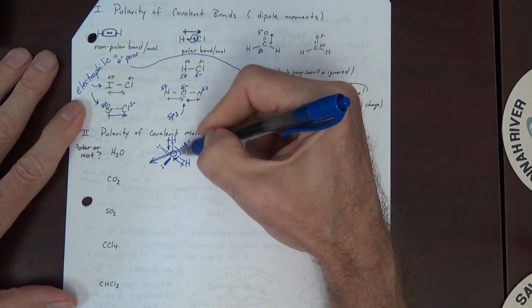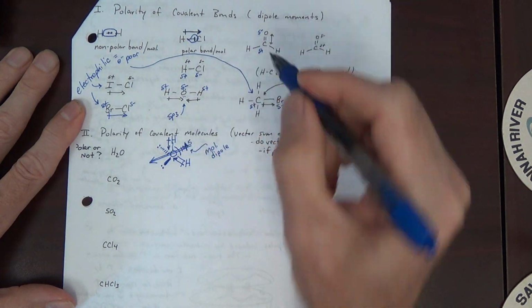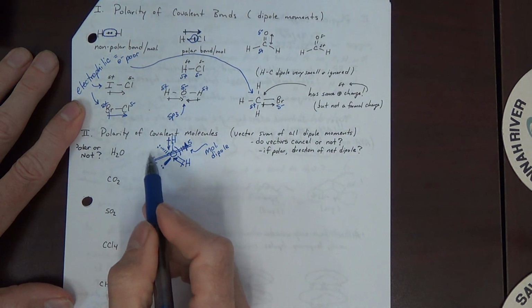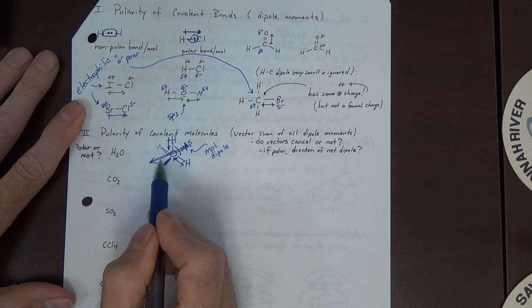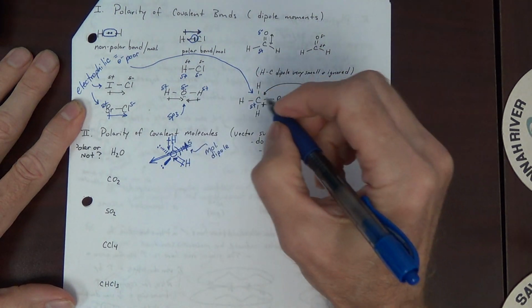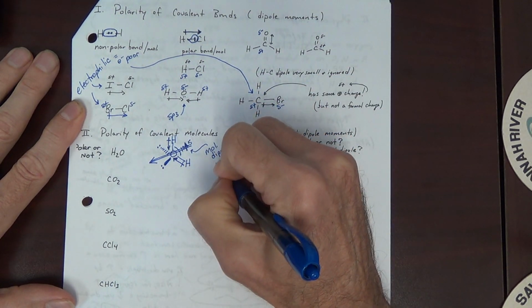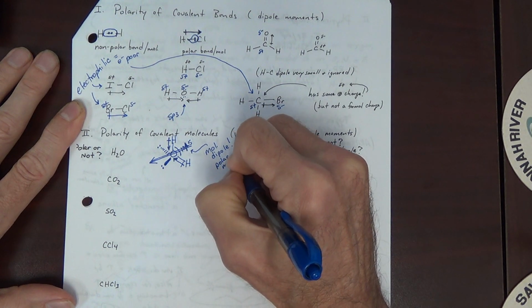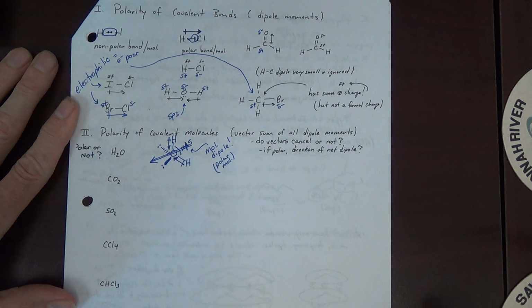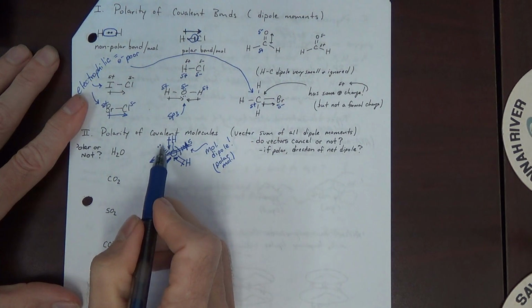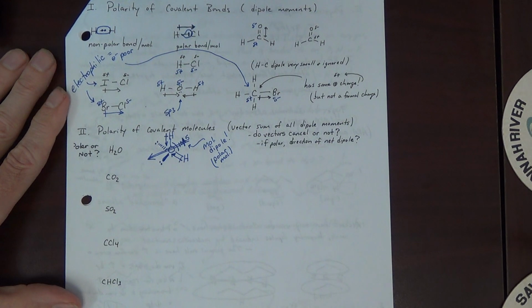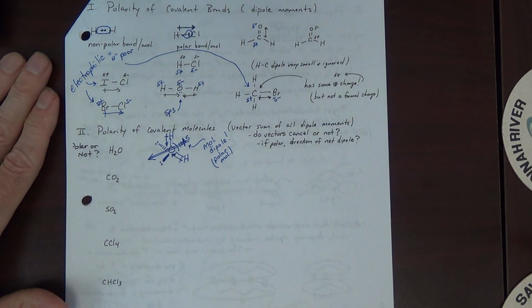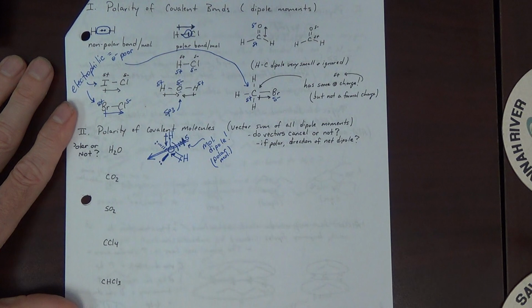So this area over here between the H's is partial positive, and this area over here between the lone pair regions is partial negative. That kind of makes sense. Lone pairs are negative. The region over here would be negative. So this is a polar molecule because it has a net molecular dipole that comes from vector summation of the individual dipoles. Yes, water is a polar molecule. What about CO2?